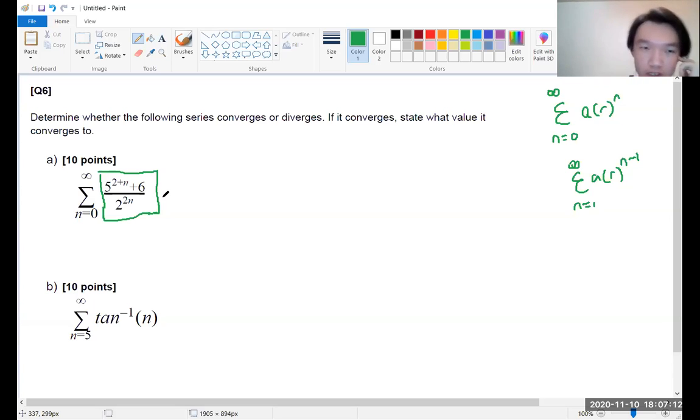How do we start? Anyone want to tell me how we can start this? Start by splitting the 5 to the 2 plus n into 5 to the n times 5 to the 2. Okay, I'll do that. So n equals 0 to infinity. This is 5 to the n times 5 to the 2. All right. What else can we do?